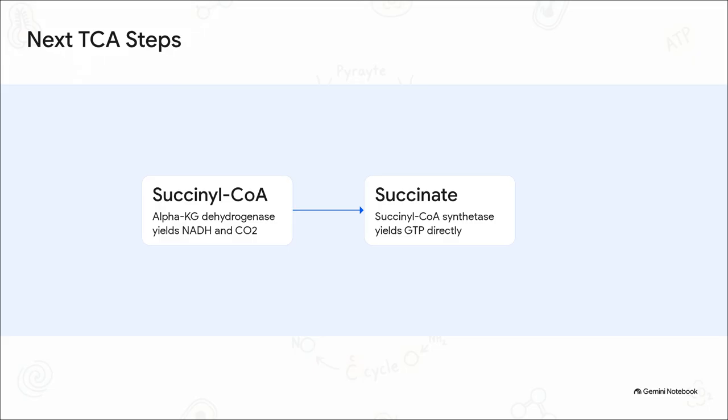Now we're down to 4 carbons in the form of Succinyl-CoA. Next, Succinyl-CoA synthetase converts it into Succinate. And this step brilliantly illustrates a rare moment of what we call substrate-level phosphorylation. Right here, we generate a GTP molecule, which is energetically equivalent to ATP. We literally just made direct, usable energy without even needing the electron transport chain.